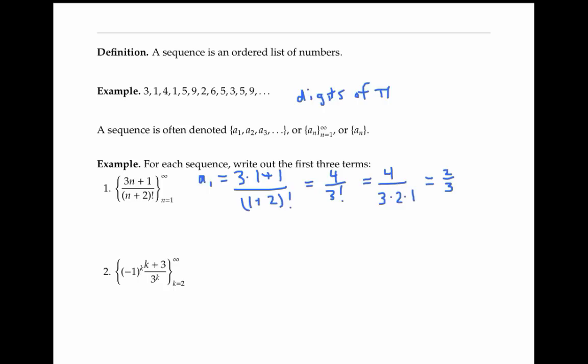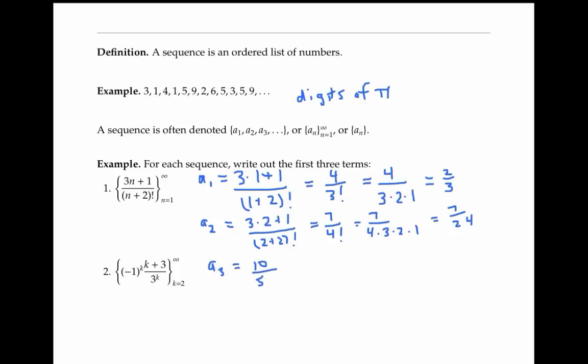To find the next term, a sub 2, we plug in 2 for n. That's 7 over 4 factorial, which is 7/24. Similarly, a sub 3 is 10 over 5 factorial, which is 10 over 120, or 1/12. So the first three terms of the sequence are 2/3, 7/24, and 1/12.